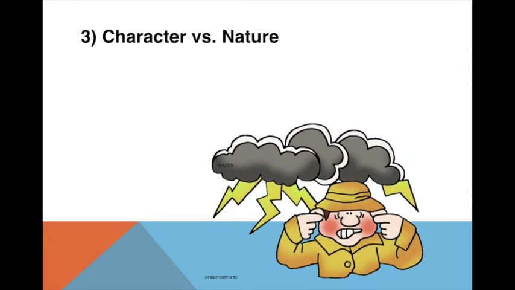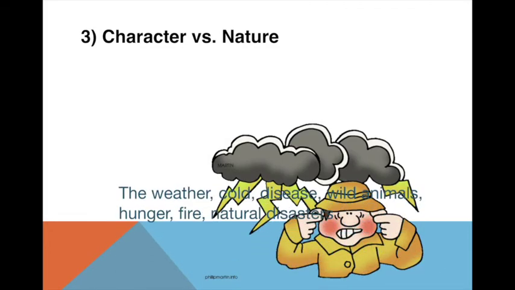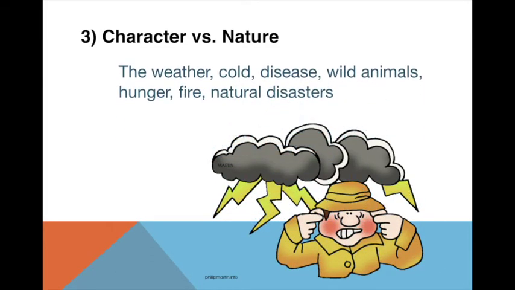Character versus nature. This is also a very common conflict in literature, and it's usually an individual person who is against natural phenomena, such as the weather, the cold, disease, wild animals, hunger, fire, and natural disasters. Can you think of any examples?